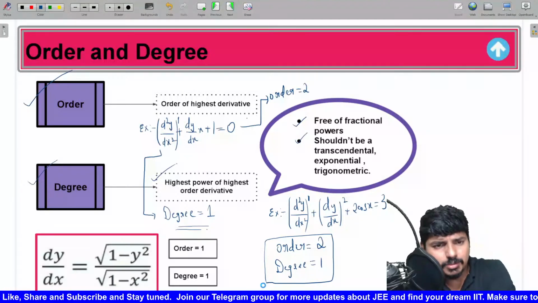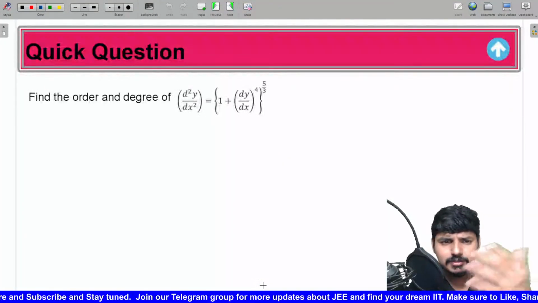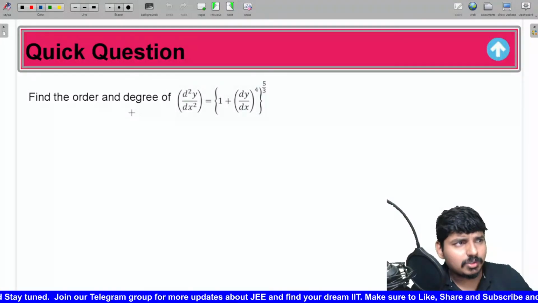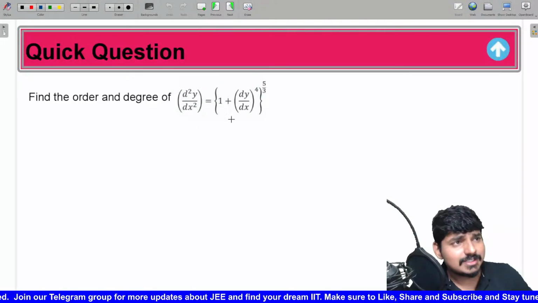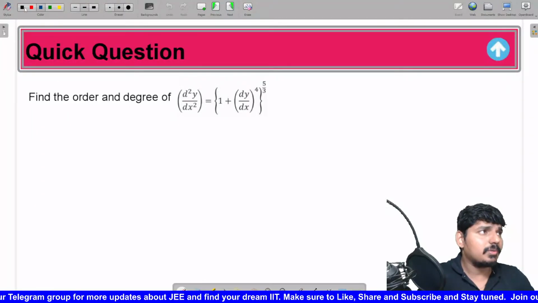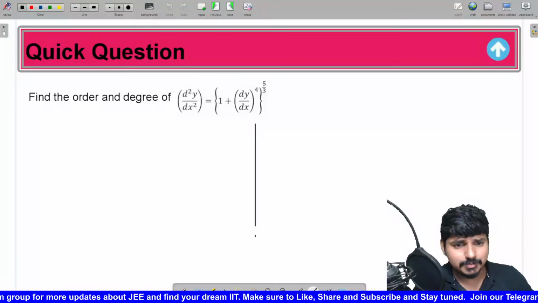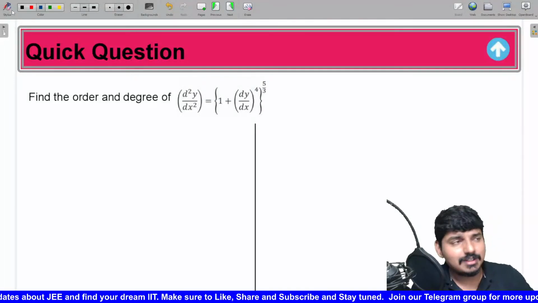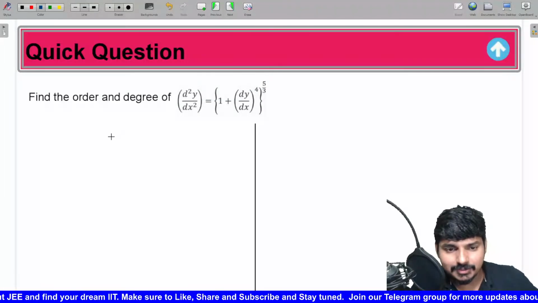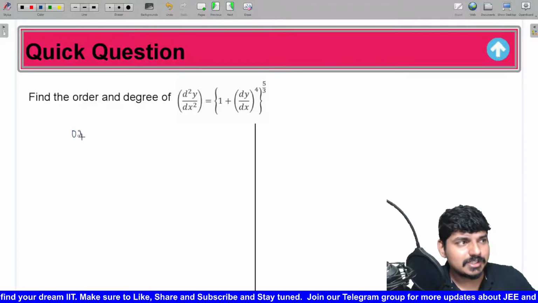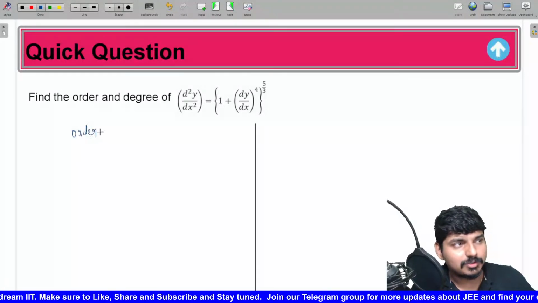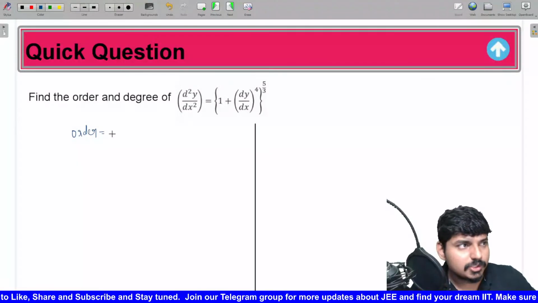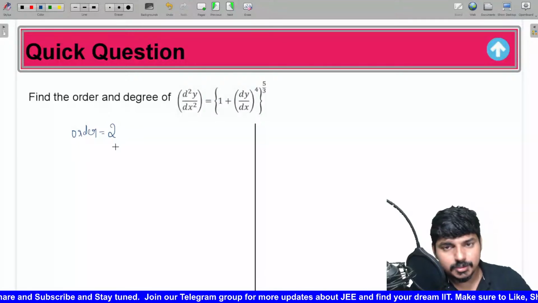Now let me do one thing. Let me do a few questions based on the same concept. For example, you see this question, everyone. Find the order and degree of this differential equation. Order is very simple. I can say out of 100 students, 99 students can give the answer for order correctly. I don't think any student is going to go wrong in finding the order. So order, the highest order derivative, is going to be 2.